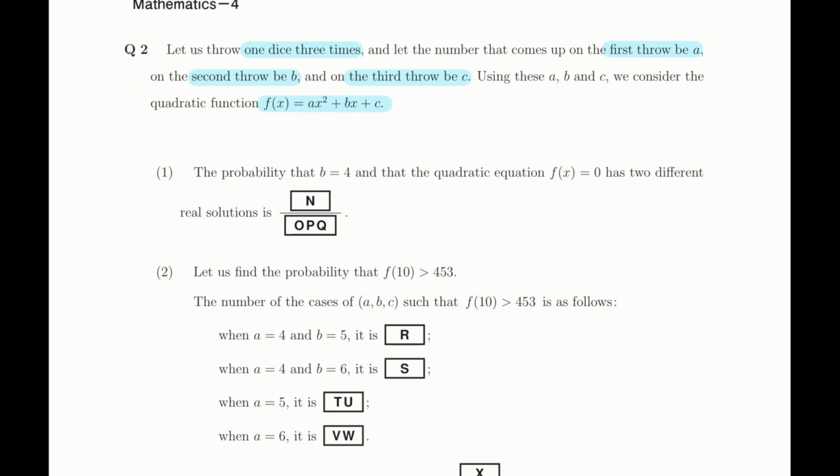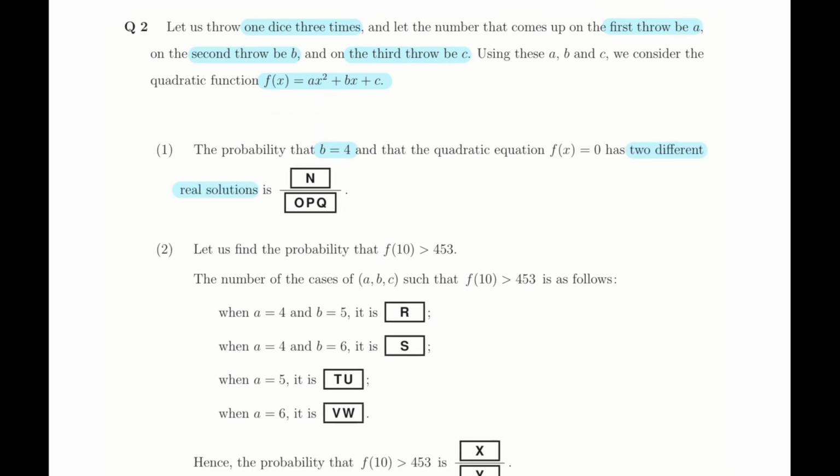The probability that b equals 4 and that the quadratic equation f of x equals 0 has two different real solutions is blah blah blah. So from this information, I can know that b is equal to 4. So b must be 4. That means my quadratic function becomes ax squared plus 4x plus c.